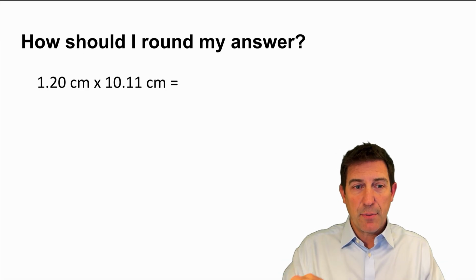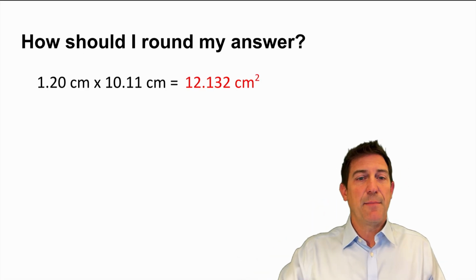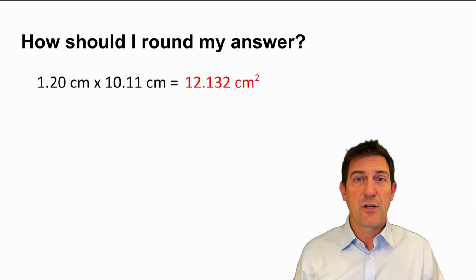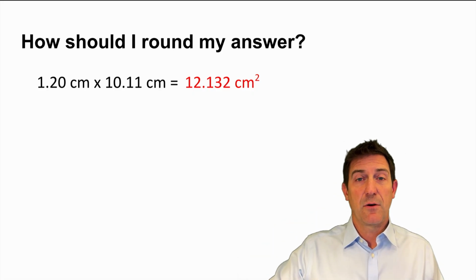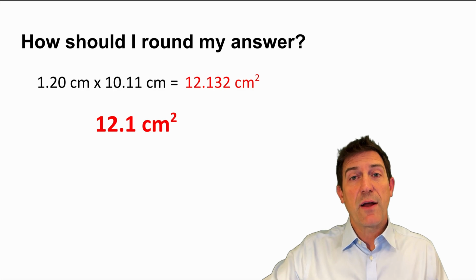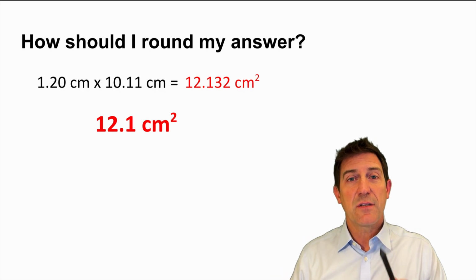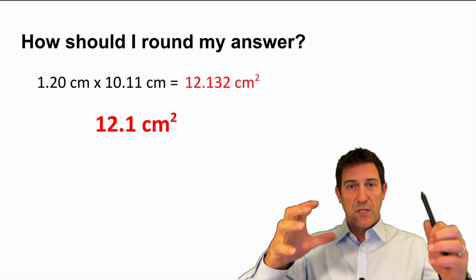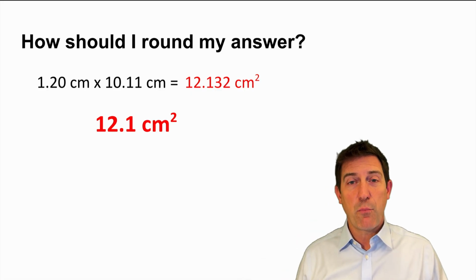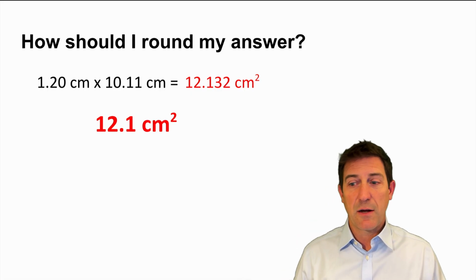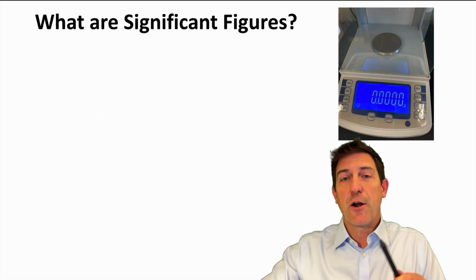So we'll get there, but if I type this into my calculator, it's going to show that the answer to that problem is 12.132 square centimeters. Okay, question is, what should I round that to? Significant digits, the process that we're going to learn about over the course of these next few lectures, tells us that we need to round that answer to 12.1 square centimeters. Now, how do we know that? That's going to take a fair amount of learning.